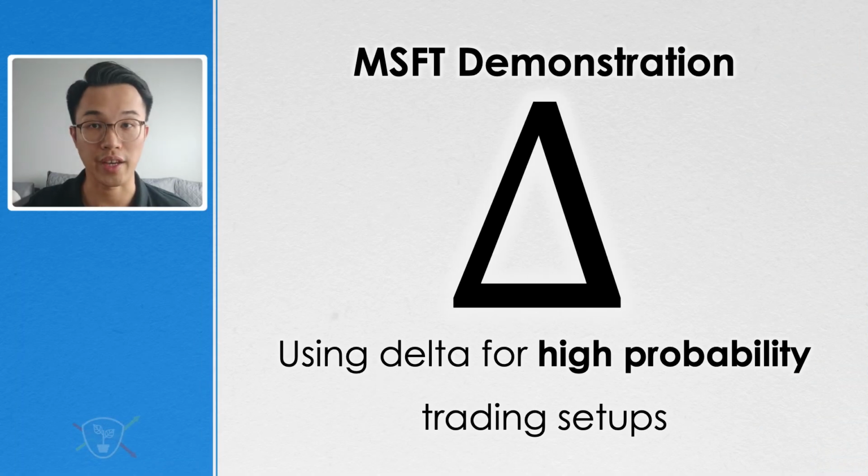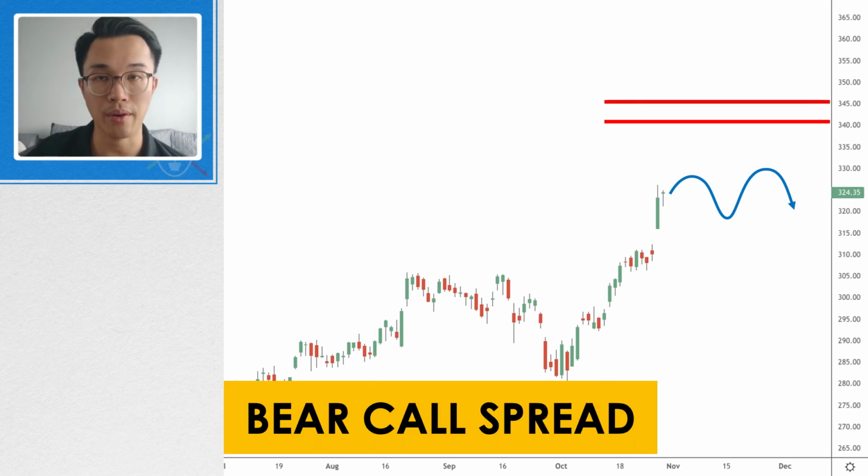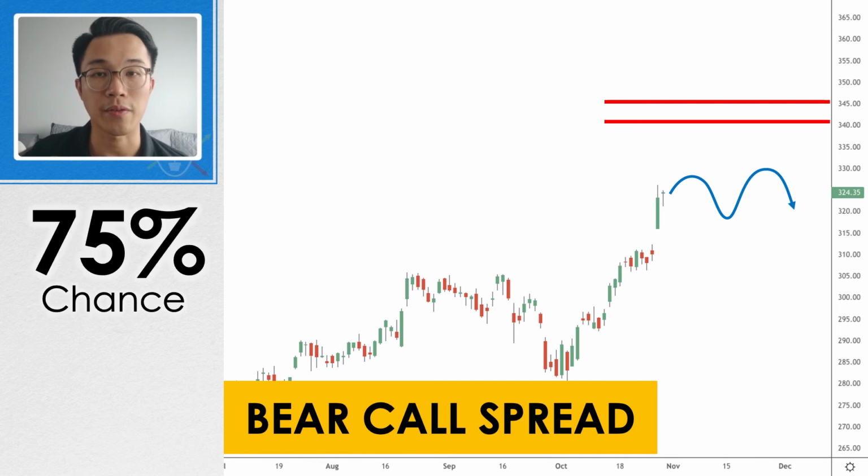Alright, now I'm going to do a quick demonstration using Microsoft, but remember this is just an example. This is the price chart of Microsoft. We can see that in the last market session, it made a really sharp upward movement. Let's say now I think that the share price is going to consolidate for a few months before it continues in its upward movement. I want to sell a bear call spread on Microsoft, so I'm expecting the share price to remain below a certain level, and let's say I want to have maybe a 75% probability of making money on my bear call spread.